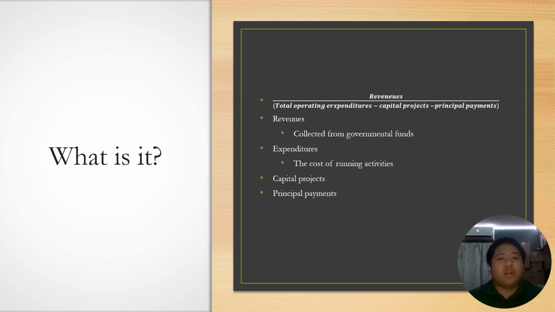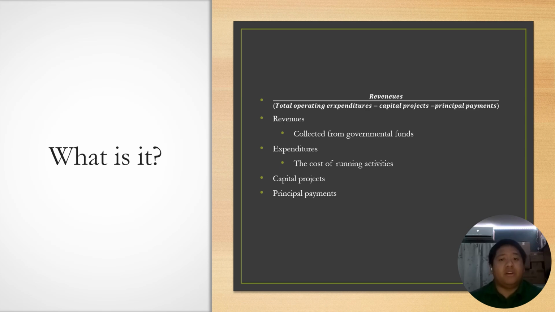Now, the revenues are monies that the government collects, such as taxes, licenses, and permits, charges for services, fines and forfeits, interest and investment earnings to fund public service and programs. Now, the expenditures are monies that the government spends to provide the services and programs, and that does not include capital projects and principal payments.